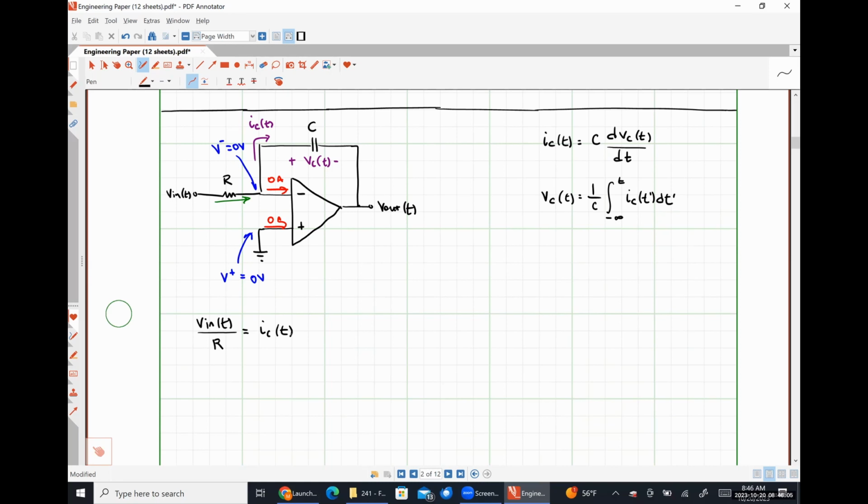Now, our goal here is to get a relationship between the output voltage of our amplifier and the input voltage applied to our amplifier. We have something with respect to IC of t, so how can we relate either of those quantities to VC of t? Because we know that there are relationships between IC and VC, right? So what would the relationship between VC of t and Vout of t be for this particular circuit?